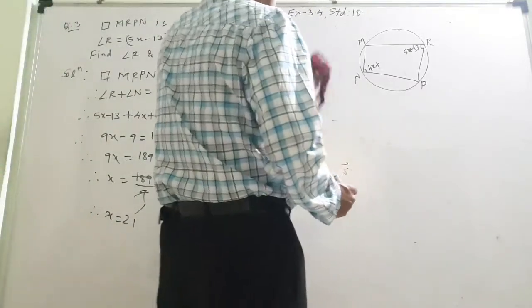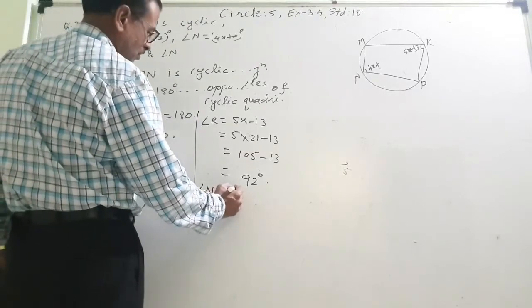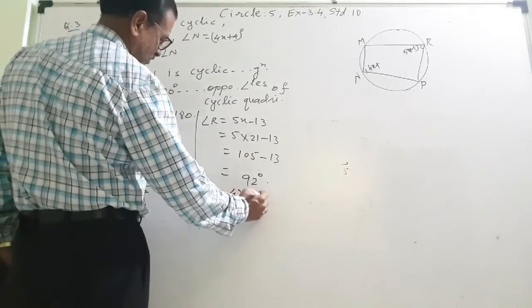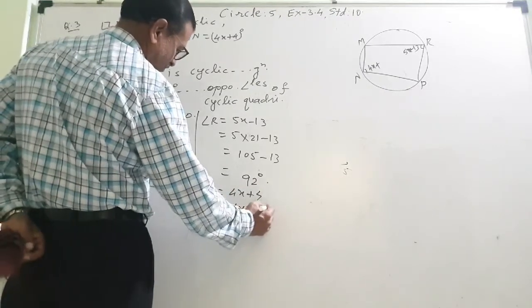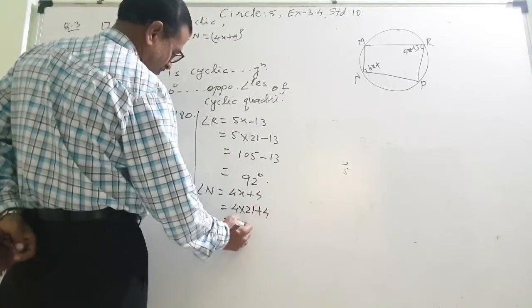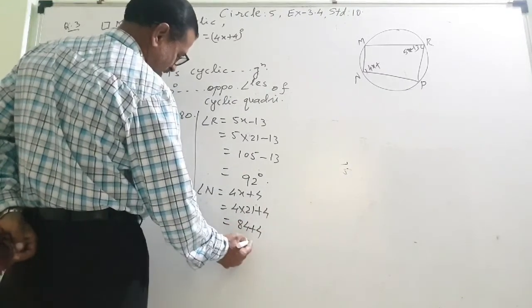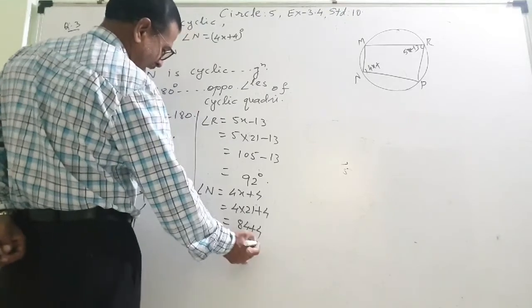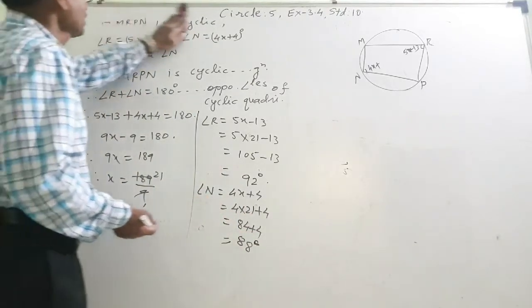So angle N also you can find this way. Angle N equal to 4x plus 4, that is equal to 4 into 21 plus 4, 84 plus 4, and that is equal to 88. If we add these two angles, it will be 180 degrees. This was a simple question.